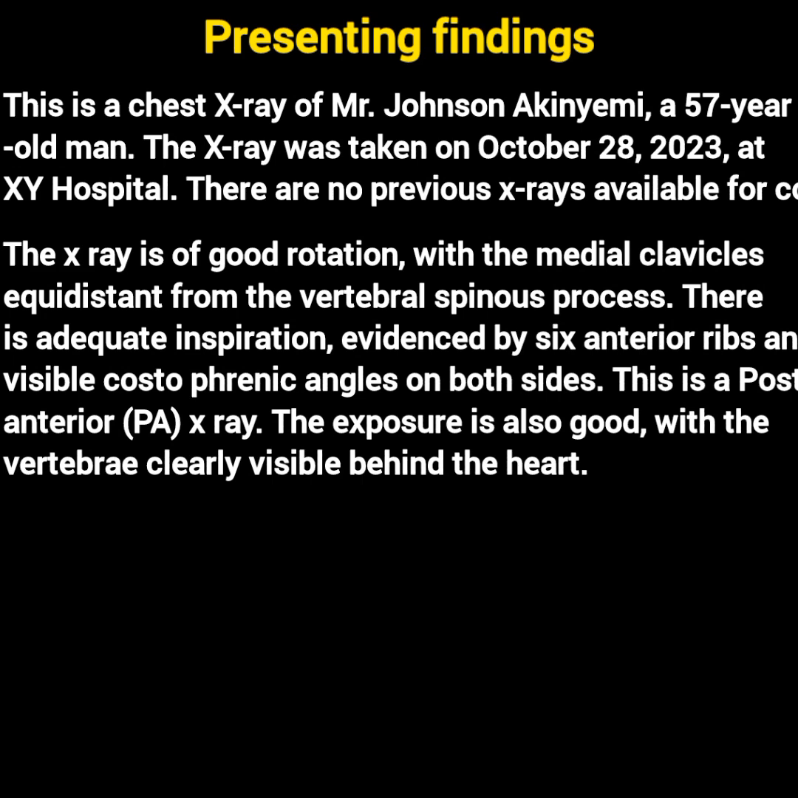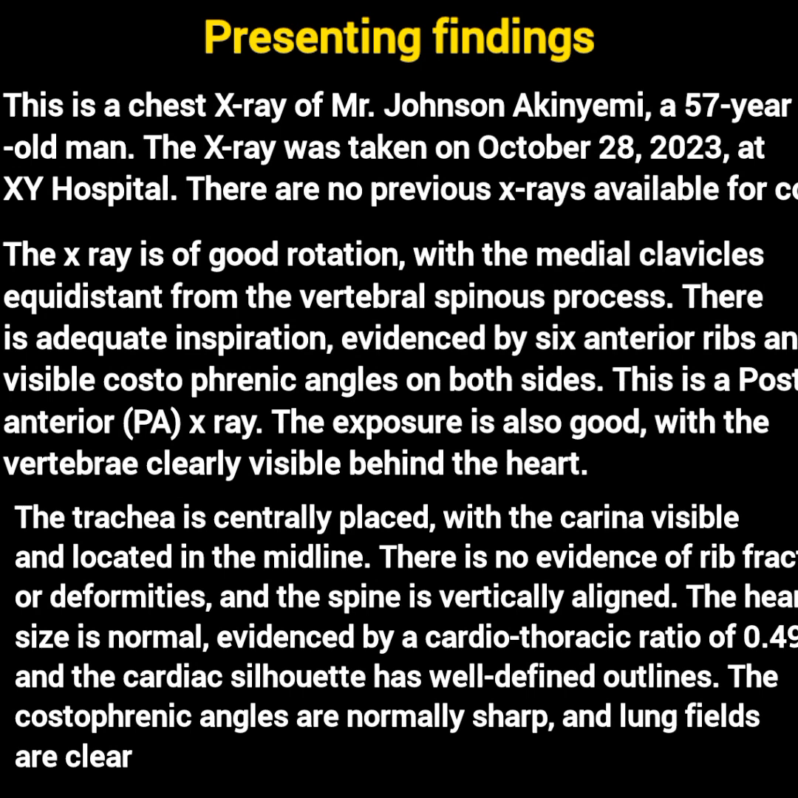The trachea is centrally placed, with the carina visible and located in the midline. There is no evidence of rib fracture or deformities, and the spine is vertically aligned. The heart size is normal, evidenced by a cardiothoracic ratio of 0.49, and the cardiac outline is well-defined. The costophrenic angles are normally sharp, and the lung fields are clear. This is how to present your findings of a normal chest X-ray.